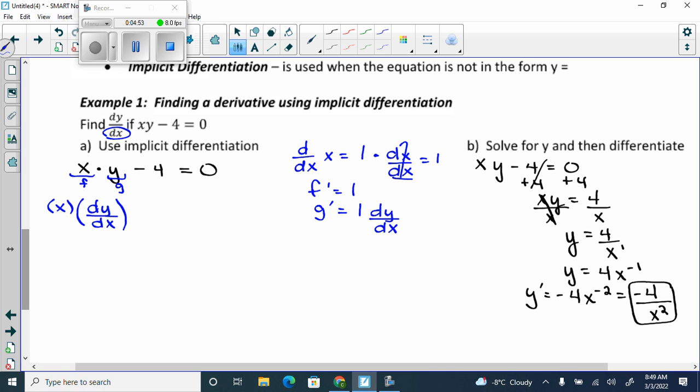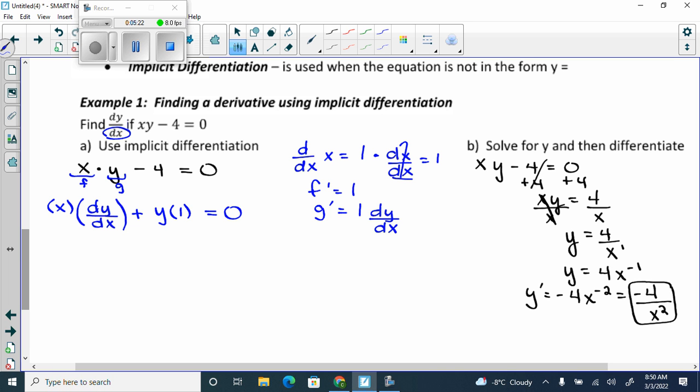We agree? Okay. So we have f times g prime plus g, which is y, times f prime, which is 1 dx over dx, which canceled. And then what's the derivative of 4? Nothing. So I can just write plus 0, or I can write nothing, equals 0. You see that? So I did product rule for the x and the y. The derivative of 4 is nothing. Derivative of 0 is nothing.